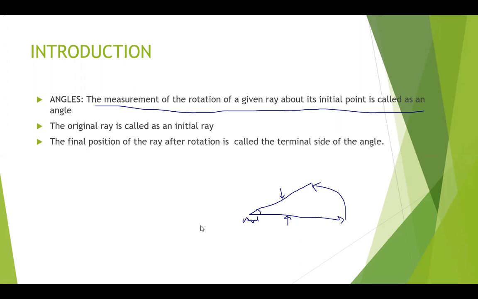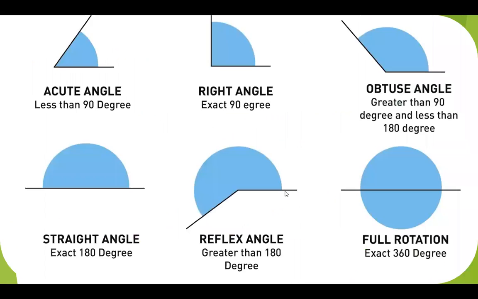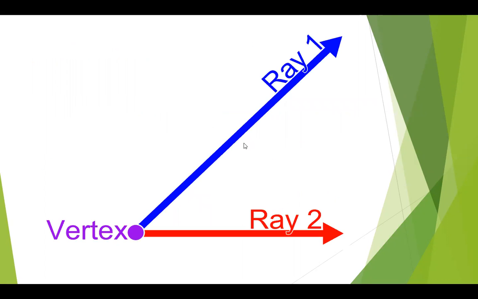You can visualize here the car steering. When the steering is moving like this, an angle is formed at the center of it. So this is what an angle is: the measurement of the rotation of a given ray about its initial point. The original ray is called the initial ray and the last ray, the second ray, is called the terminal ray. Here you can notice there is a ray 1, it is moved to ray 2.